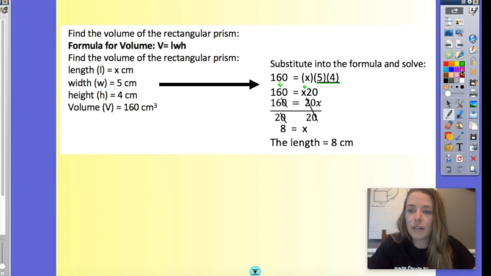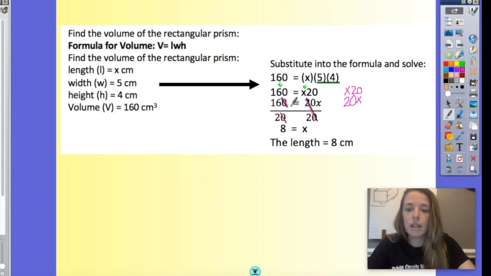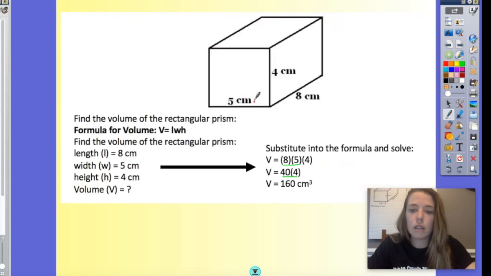It tells me that I can flip-flop x times 20 and write it as 20 times x. So I did that to make my life easier. It looks more like what I'm used to when it's written 20 times x. I get rid of the 20. I can cancel out a 0 top and bottom because now I'm doing inverse operations here. 16 divided by 2 is 8, so the length is 8 centimeters, which matches our original example.